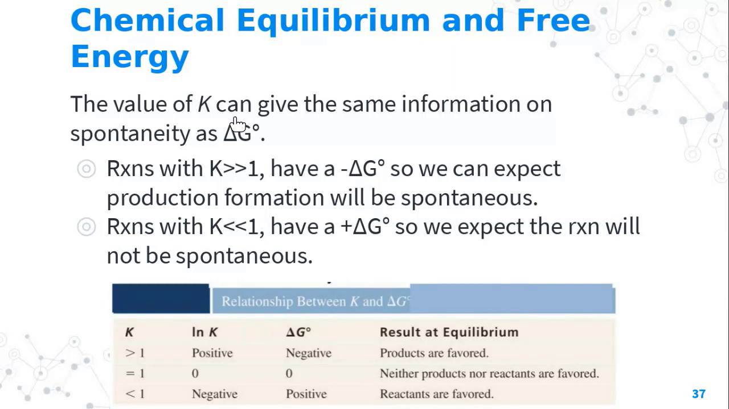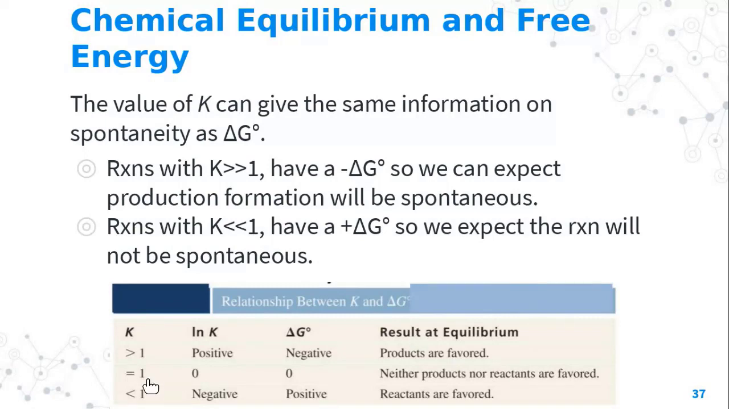The value of K, the equilibrium constant, can give you the same type of information on spontaneity as delta G does. So reactions that have a really, really large K value, which is greater than 1, typically have a negative delta G. So both of them are going to form products and will be a spontaneous reaction. On the opposite end, reactions with K much less than 1 are going to have a positive delta G, so it can be expected to be not spontaneous.